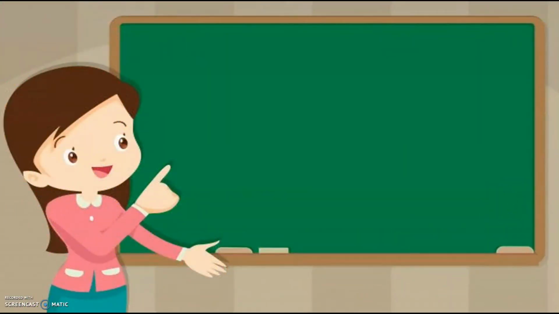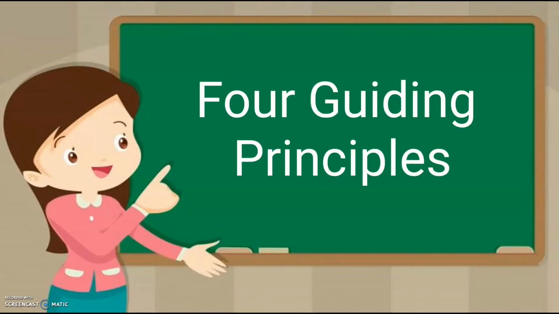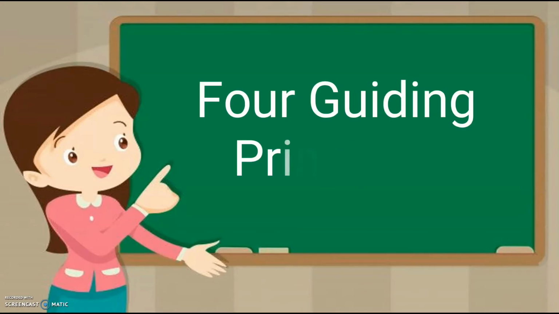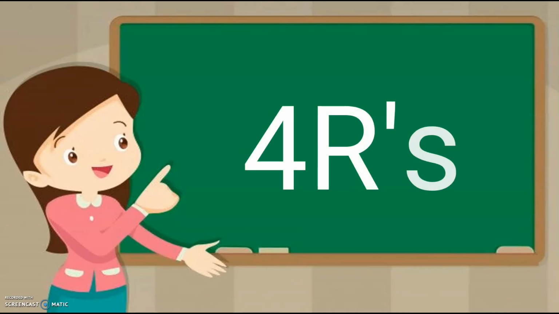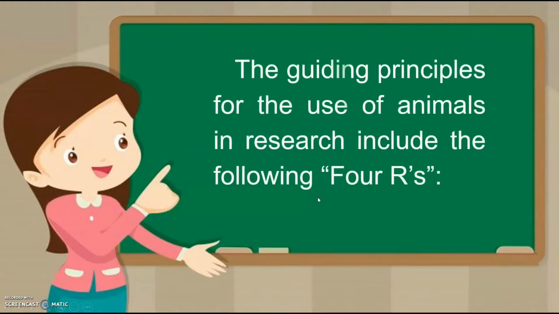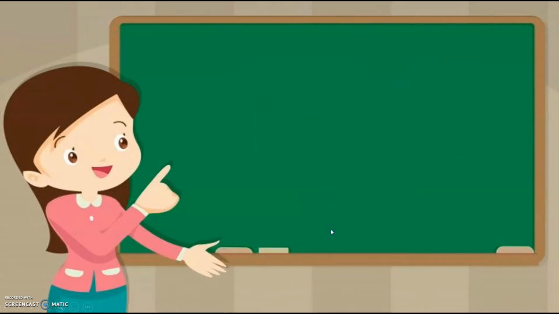When you were in grade 7, we already discussed the 4 guiding principles for the use of animals in research, which include the 4 R's. Can you still remember that? The guiding principles for the use of animals in research include the following 4 R's. What are those? Number 1, we have replace.